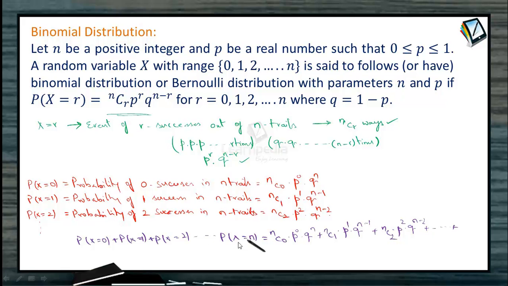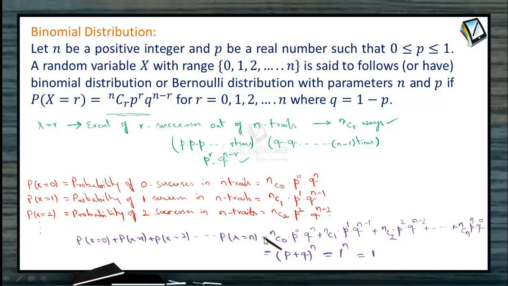What would be P of x equal to n? Yes, out of n trials all will be successful, in nCn ways, into success happening n times, each time with a probability p, and failure not happening at all, so it is q power 0. But if you observe these terms, yes, this is nothing but the binomial expansion of (p plus q) whole to the power of n. But what is p plus q? p is the probability of success and q is the probability of failure. So this is 1 to the power of n, right?